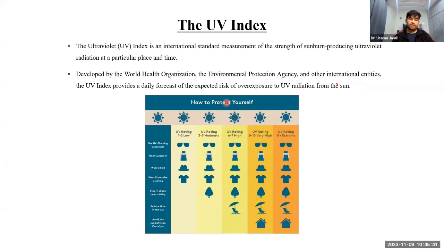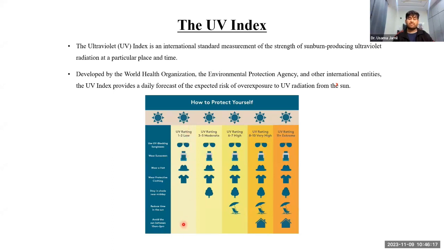So how do you protect yourself? This is a grading of the UV index. 1 to 2 is low, 3 to 5 is moderate, 6 to 7 is high, 8 to 10 is very high, and 11 plus is extremely high. As per the grading, the layers of protection go on increasing. So use UV-blocking sunglasses, wear sunscreen, wear a hat, wear protective clothing, stay in shade near midday, reduce time in the sun, and avoid the sun between 10 a.m. to 2 p.m. at least.